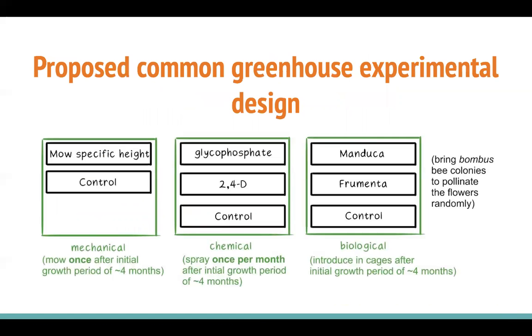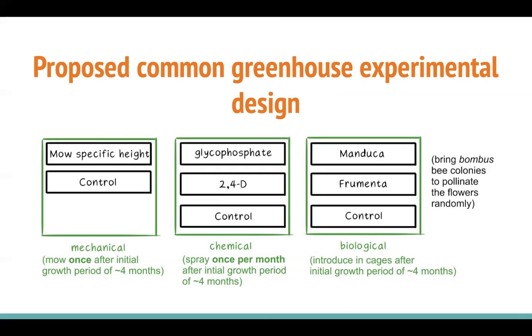Our proposed common greenhouse experimental design. We will survey the 7 populations used in the previous study, as well as shoot clippings from the same maternal plants. The populations will be grown in a greenhouse for 4 months, and the mature 4-month-old plants will be randomly assigned to 5 different treatments, as well as a control group for each greenhouse. There will be a greenhouse designated to each control method, and within each greenhouse, different control methods will be used.